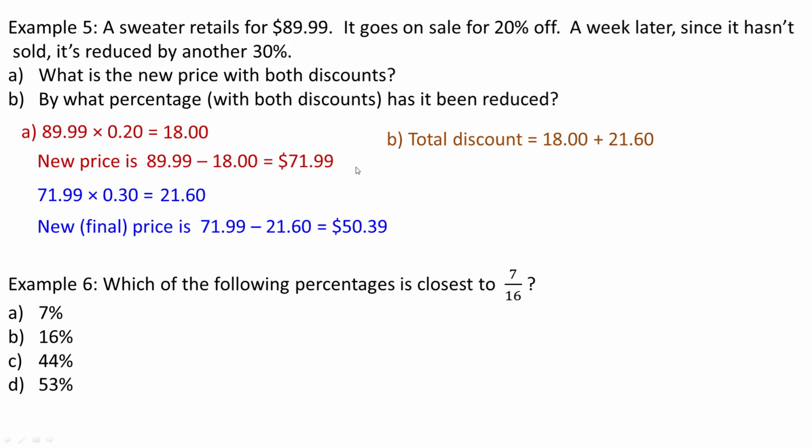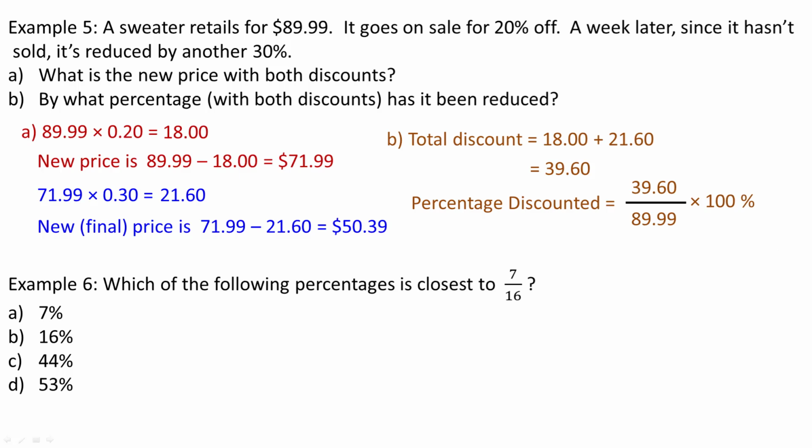So in B here, if you look at what the total discount is, we took $18 off and then another $21.60. If you add those together, all together it's been discounted by $39.60. So to get the percentage discount, you divide how much is discounted, that's the discount, by the original price. And of course, to change it to a percent, we multiply that decimal by 100.